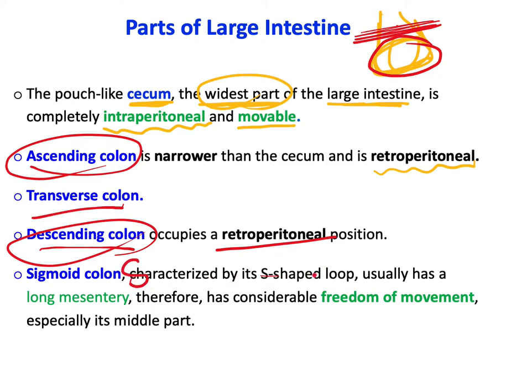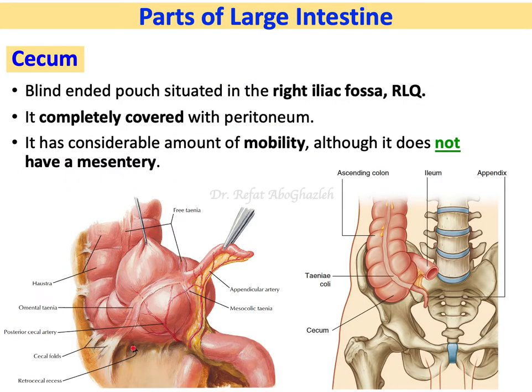We'll talk about it. And of course, the transverse colon and sigmoid colon have their own mesentery. We call them the transverse and sigmoid mesocolon, and it's mobile. It has freedom of movement, especially in its middle part. Then we will shift to the rectum and anal canal, but I think I will make a separate lecture for the rectum and anal canal because there are too many details to talk about.